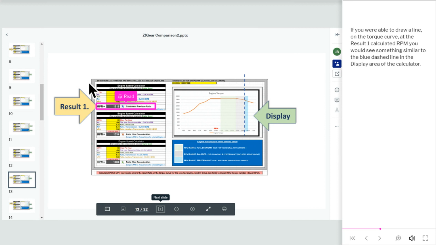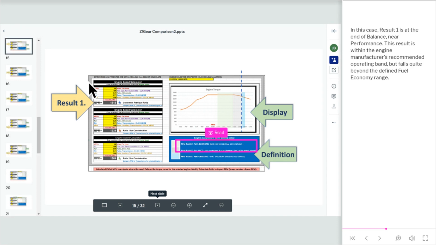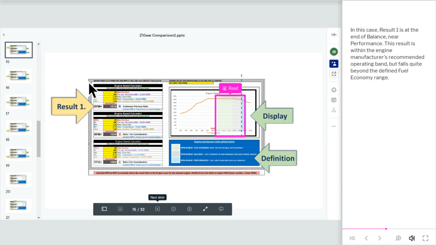If you were able to draw a line on the torque curve at the Result 1 calculated RPM, you would see something similar to the blue dashed line in the display area of the calculator. Compare the calculated result in color band to the engine manufacturer's definition to see which optimization profile this gearing falls under. In this case, Result 1 is at the end of balance, near performance. This result is within the engine manufacturer's recommended operating band, but falls quite beyond the defined fuel economy range.